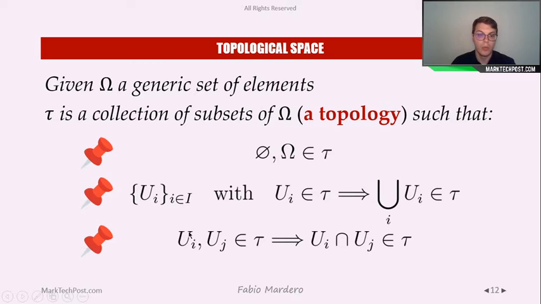Third property, we take two of these subsets that lie in tau, and if tau is a topology, then the intersection between these two sets must lie in the topology too.